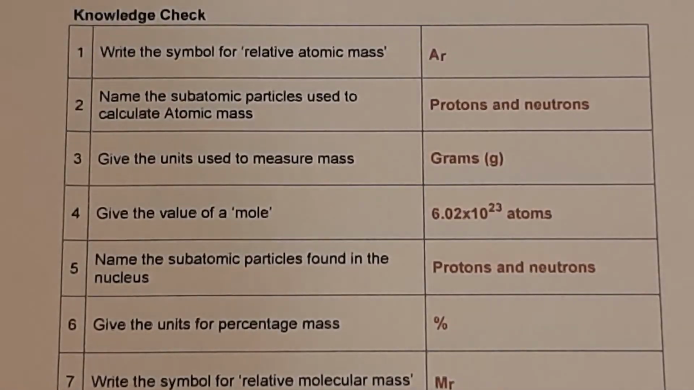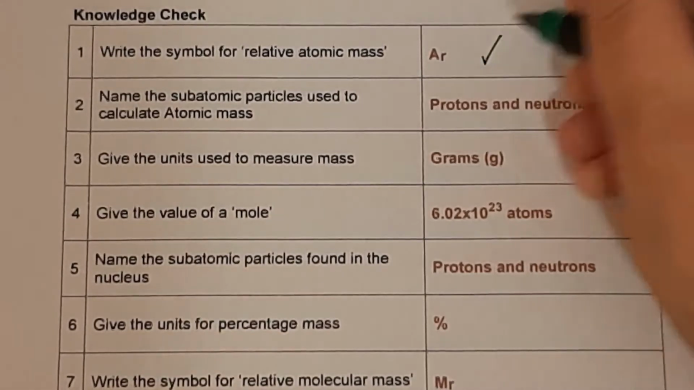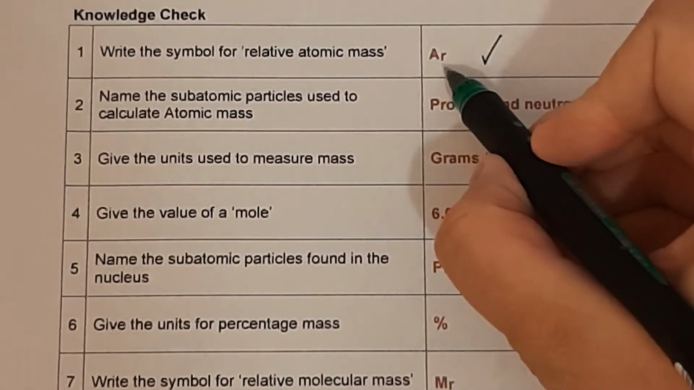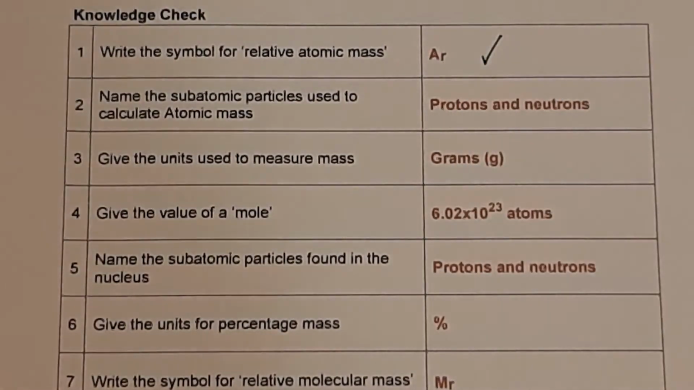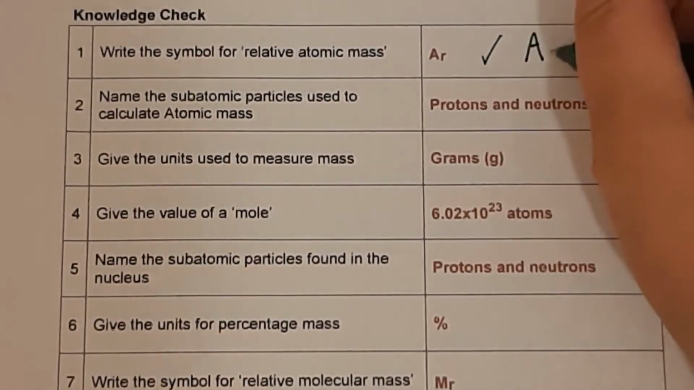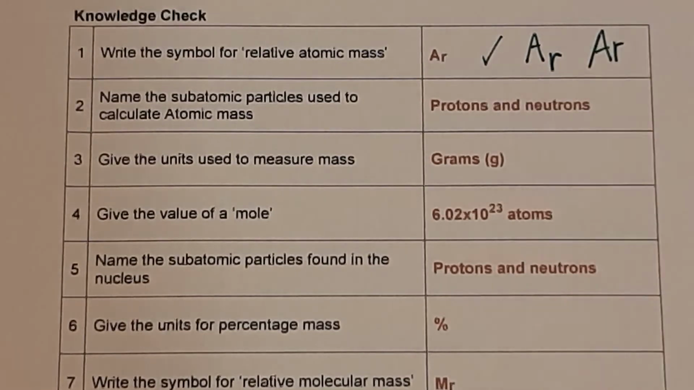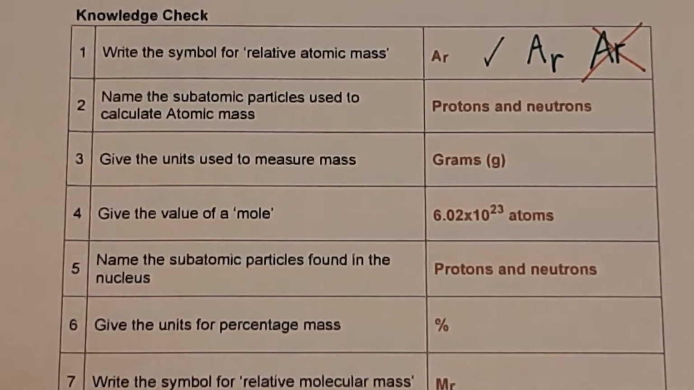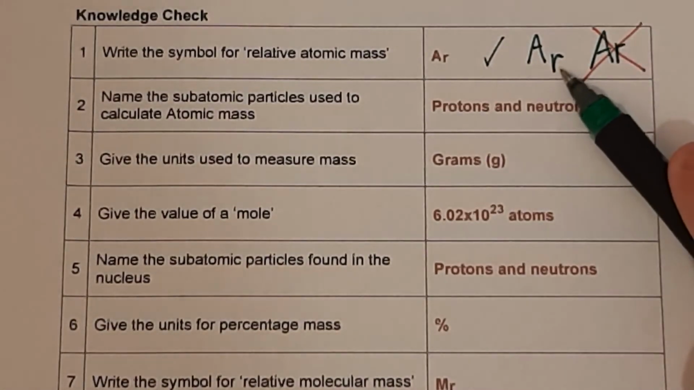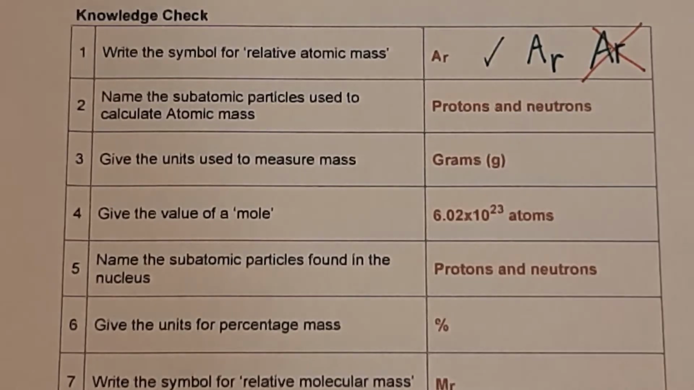Okay, so let's go through those. Write the symbol for relative atomic mass. Well, that is a capital A with a subscript R. And if you recall, subscript means it's written slightly below the same letter A. So down here, not AR like this. That is incorrect. So if you've done that, that is wrong. That is the chemical symbol for argon, another thing entirely. You need to have written it like this, where the R starts below the A.